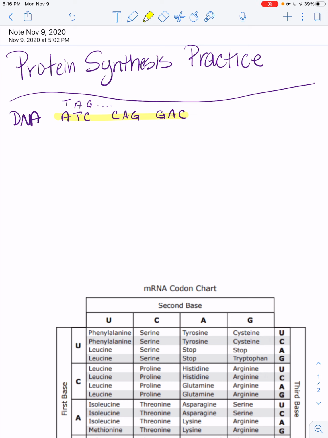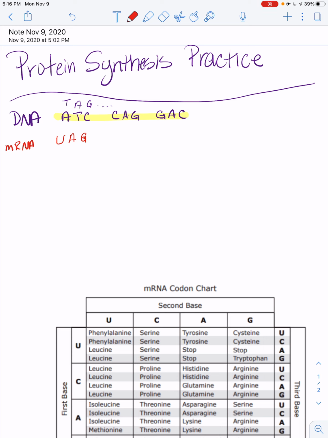So the first thing that's going to happen is we're going to make a strand of mRNA from that strand of DNA. So we've got our mRNA. So remember, in mRNA, T does not exist. So here, A is going to base pair with what? A is going to base pair with U. So that means T is going to base pair with what? T is going to base pair with A, and C is still going to base pair with G.